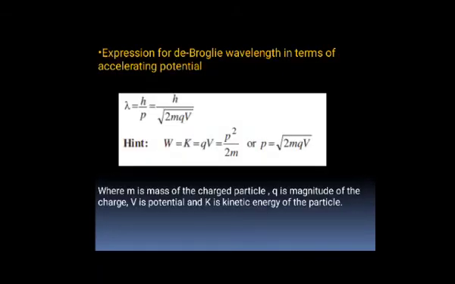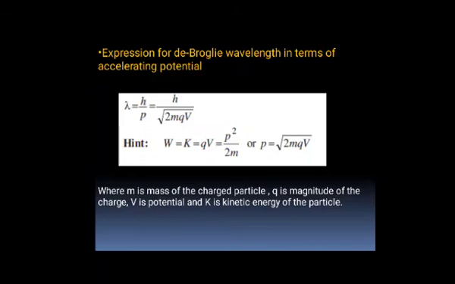Even we can express de Broglie wavelength in terms of potential V. So the formula is lambda is equal to h divided by square root of 2mqV, where m is the mass of the charged particle, q is the magnitude of the charge, and V is the potential. How to get this expression? For that, here one hint is given.